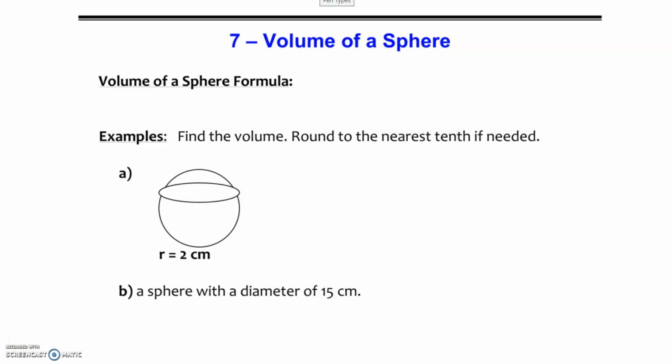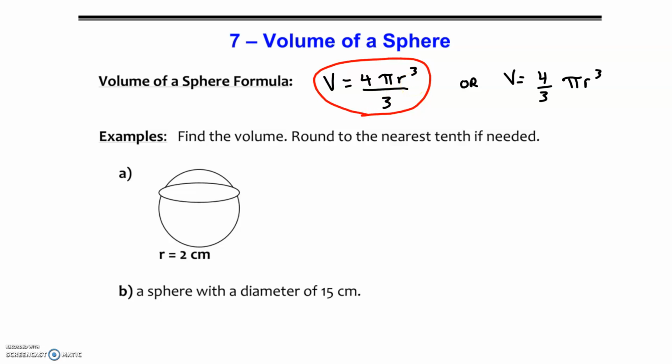Lesson 7 is volume of a sphere. We're going to start by looking at the formula for a sphere, and it's V equals 4 pi r to the exponent 3, or r cubed, divided by 3. And sometimes you might actually see the formula like this, the 4 over 3 on its own, and then pi r cubed after. I'm going to be using the formula this way because I think it's a little bit easier for substitution. Our example says, find the volume, round to the nearest tenth if needed.